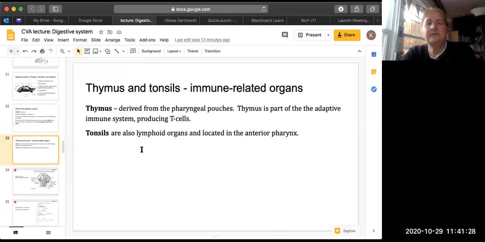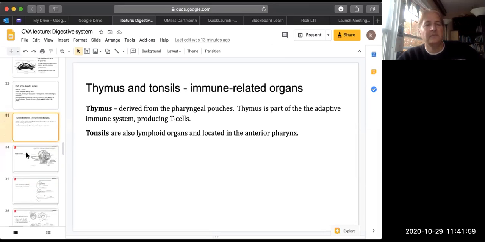In this region in the pharynx, there are a couple immune-related organs that I want to mention. The thymus, again, remember that this is a general feature of vertebrates. Thymus is derived from pharyngeal pouches. It's part of the adaptive immune system. It produces T cells. Our tonsils are also lymphoid organs located in the anterior pharynx.